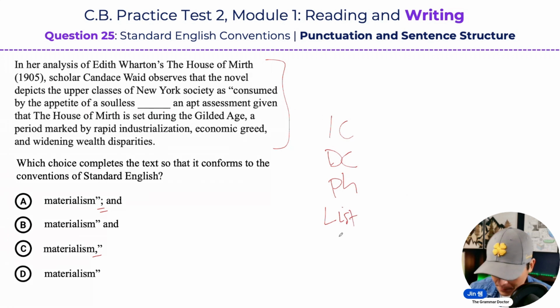We have a list of items, and then we have adjectives in a list. Okay, so these are the 5 components that you want to be aware of that could show up in any given sentence. Now, the more of these components that you have in any given sentence, the longer, the more complicated, the more complex the sentence becomes. So you have to be able to identify and recognize these components when they appear.